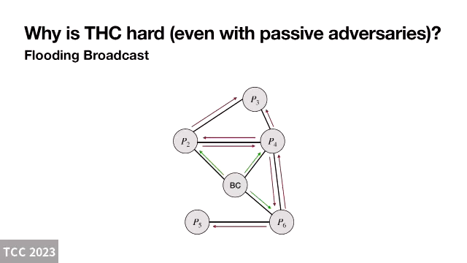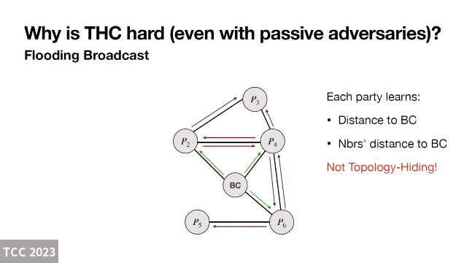But for topology hiding, each party, so for example, this P3 up here, it learns its distance from the broadcaster and also the distance of its neighbors to the broadcaster. And so this is not topology hiding. For example, if this edge was missing, then P3 would see a different distance for P4 from the broadcaster.